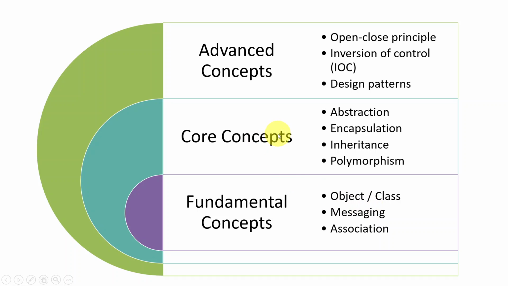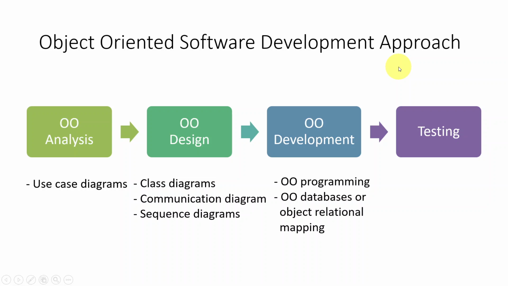Then we have the core concepts: abstraction, encapsulation, inheritance, and polymorphism. Then there are some more advanced concepts related to object orientation: the open close principle, the inversion of control, and some design patterns. When it comes to developing commercial software, it's a complicated task.